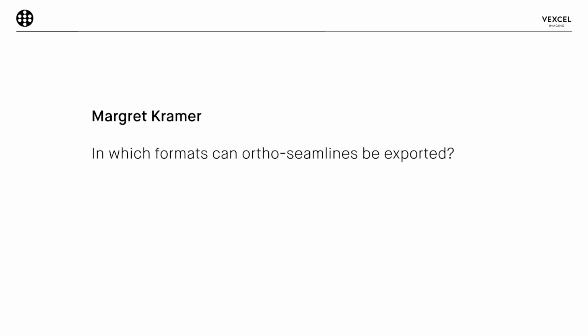Good. Which format can seamlines also be exported? The ortho seamlines can be exported right now as shapefiles, so polygons, or we can export raster files. So similar to the colorful mask that we showed in the live demo, the raster files can be exported. These are called contribution masks.